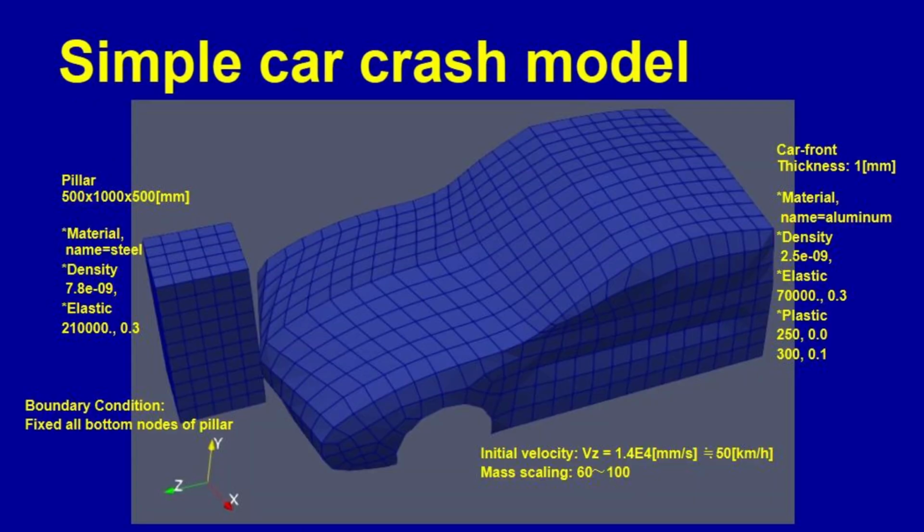This is a simple car crash model I created. For the car, I set thickness and material properties, including plasticity, according to the YouTube video. And I set the initial velocity based on actual car crash tests. And I set the mass scaling value to be approximately the same as the general car weight.